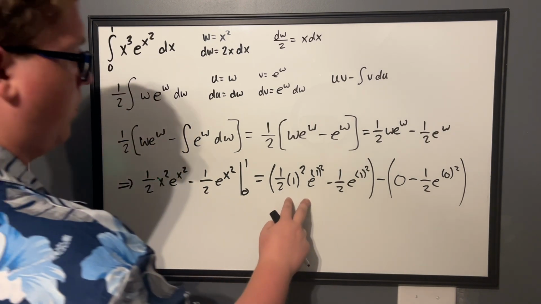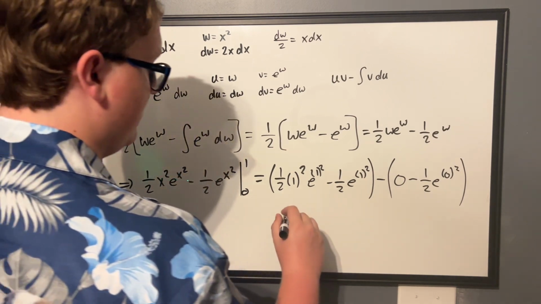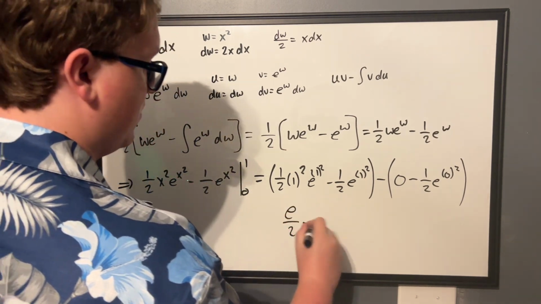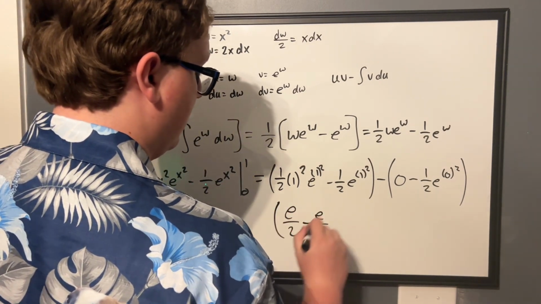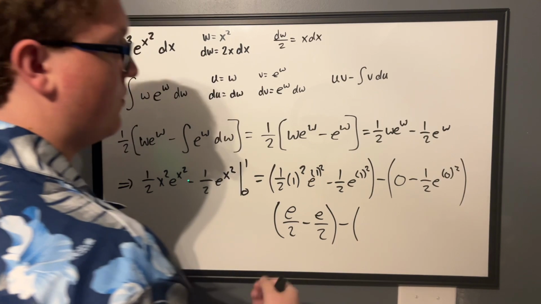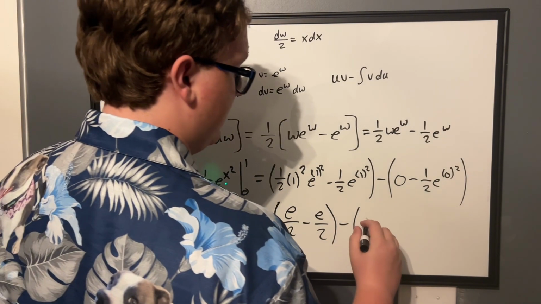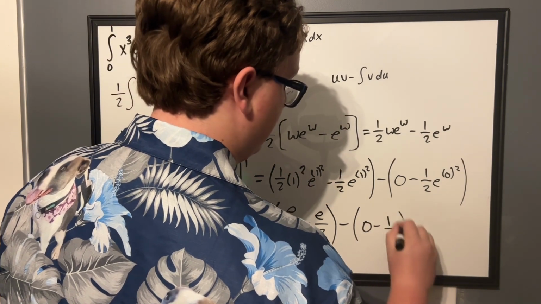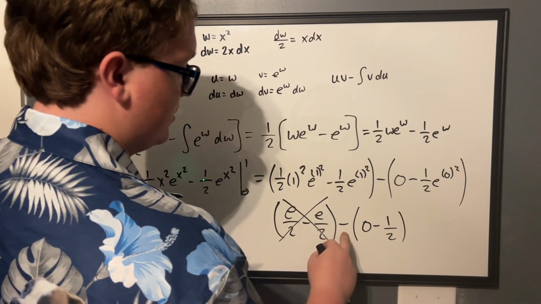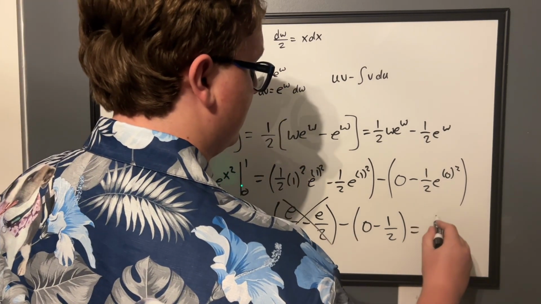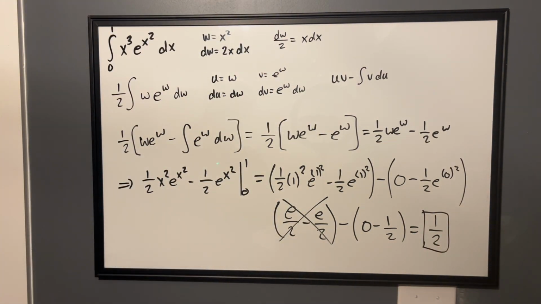Well, here we have 1/2 times 1 squared, so it's going to be 1/2, and then times e to the 1, so it's just going to be e over 2 for this first part. And we're subtracting off 1/2 e to the first power, so of course that's going to be another e over 2. And then here we're subtracting off 0 minus 1/2 e to the 0. Well, e to the 0 is 1, so we're just doing 0 minus 1/2. Now, of course, e over 2 minus e over 2, this goes to 0. So we're just subtracting a negative 1/2, so it's going to give us a positive 1/2, and this will be our numerical solution for this integral.